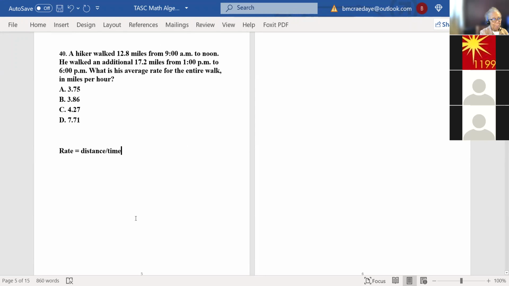But a hiker walked an additional miles from 1. What is the average rate for the entire walk? I want to know the average rate for the entire walk. How you doing?